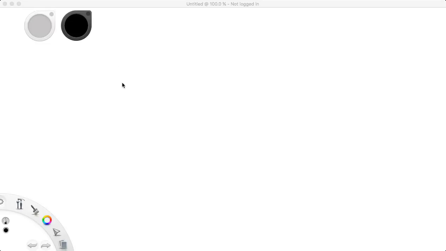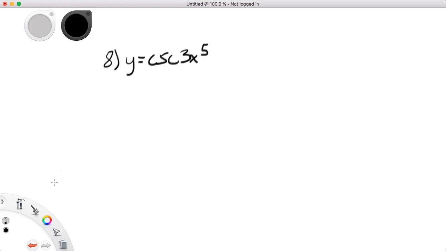Okay, so we looked at the derivatives of sine, cosine, tangent. Now let's look at the derivatives of cosecant, secant, and cotangent. So again, we're going to look at our study guide. Number 8, we see that we have y equals the cosecant of 3x to the 5th.